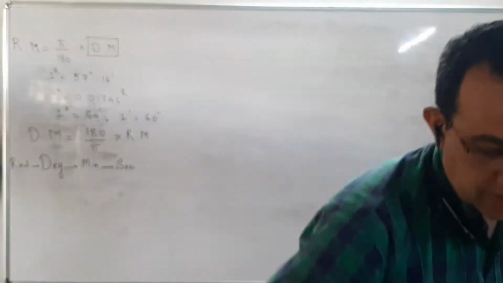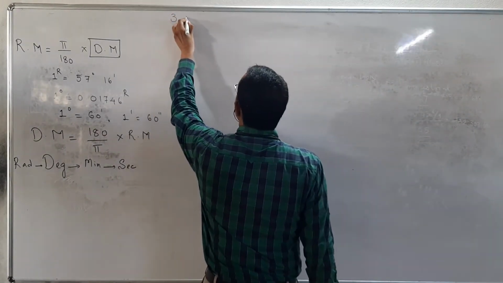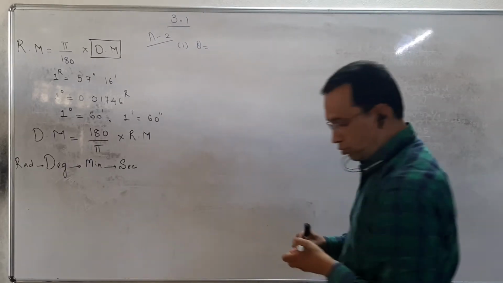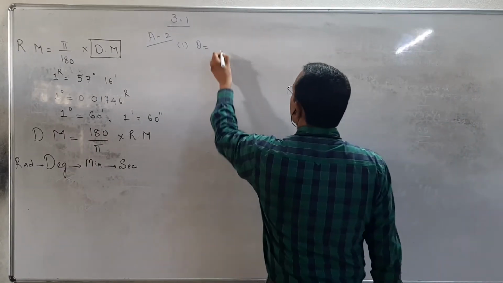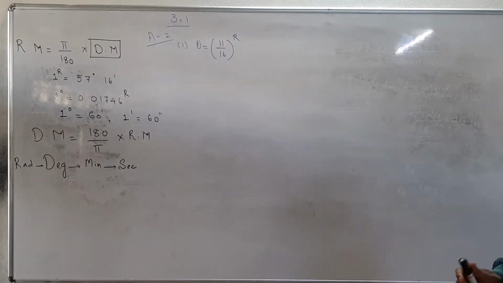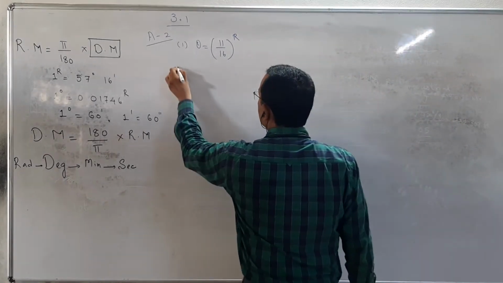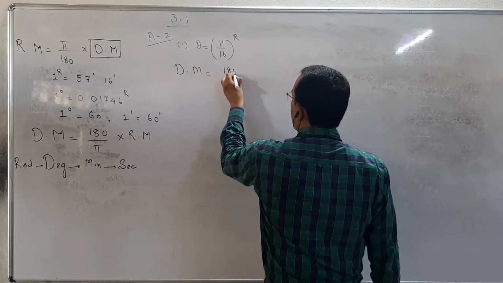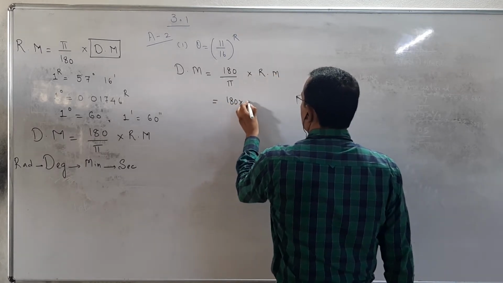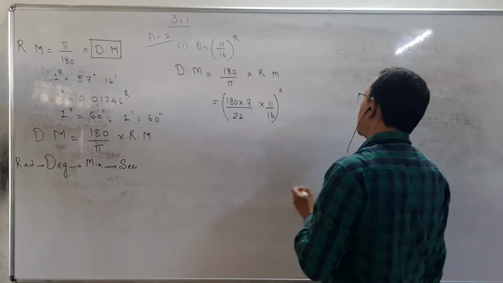Now students, here exercise 3.1, we are doing main question 2, answer to part 1. Theta is equal to 11 by 16 radian. Okay, so students, pay attention here. We use the formula degree measure DM is equal to 180 by pi into RM, means radian measure. Pi is 22 by 7, so 1 upon pi will be 7 by 22 into 11 by 16. This many degrees.